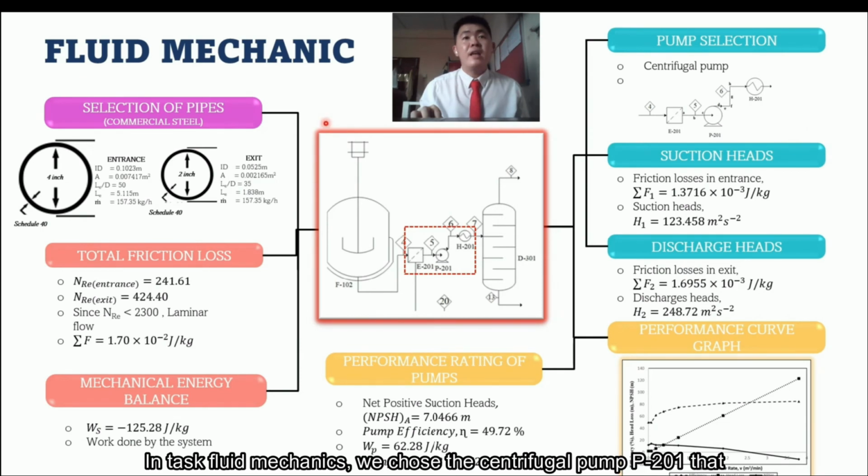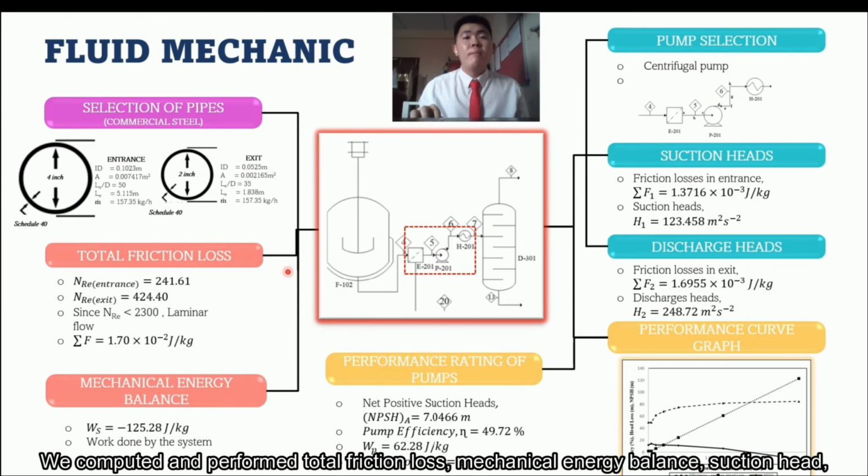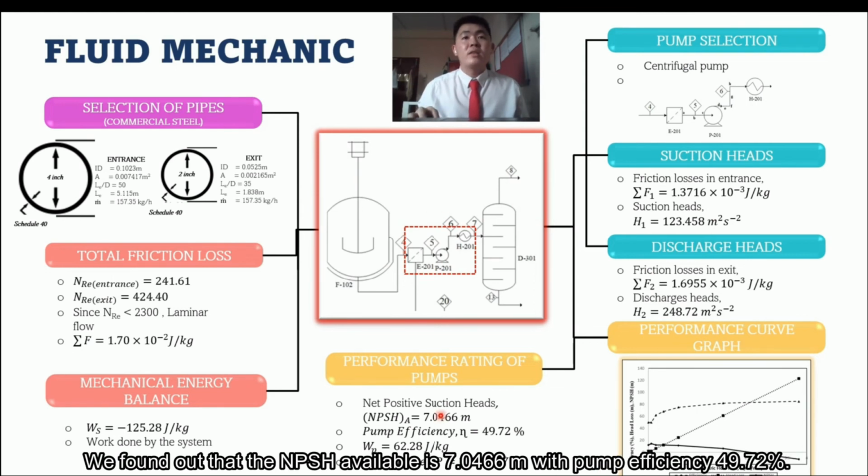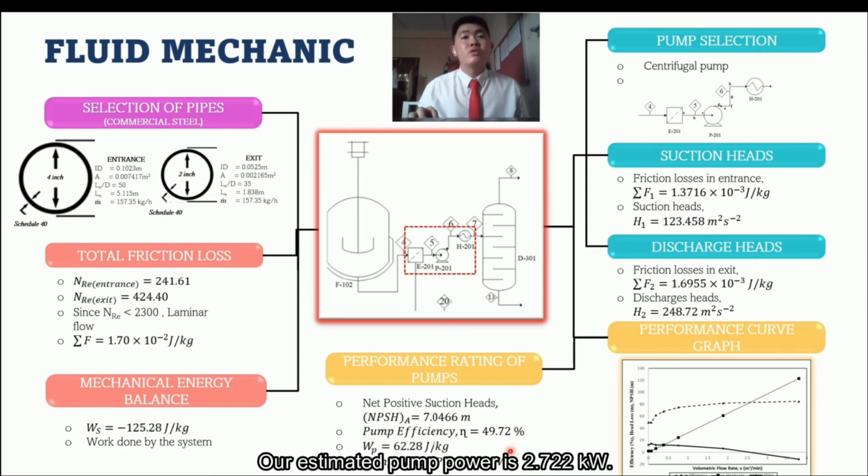In the fluid mechanics task, we choose the centrifugal pump P201 that connects the filter and the heat exchanger as our control volume. We compute total friction loss, mechanical energy balance, suction heads, discharge heads, and performance curve graph by referring to Geankoplis's book, 5th edition. We found out that the NPSH level is 7.0466 meter with pump efficiency 49.72%. Our estimated pump power is 2.722 kilowatt.